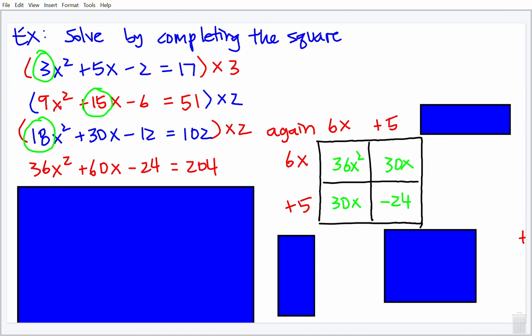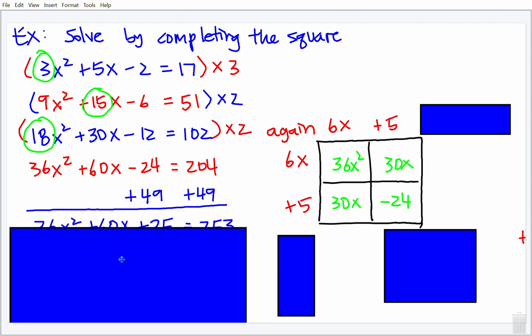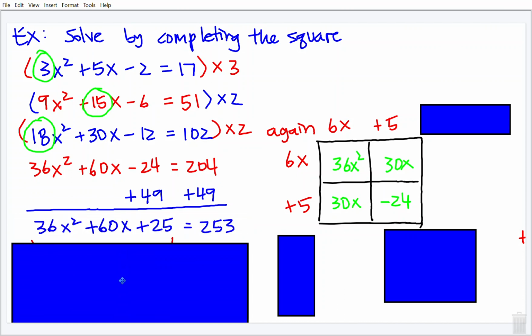So what are we going to do? We're going to make it happen. So what do we need to add to both sides of the equation to make the negative 24 into a positive 25 that we want? Let's add 49 to both sides. So when we do that, we'll get 36x squared plus 60x minus 24 plus 49, which equals positive 25, and 204 plus 49 equals 253, and now we have the plus 25 that we want.